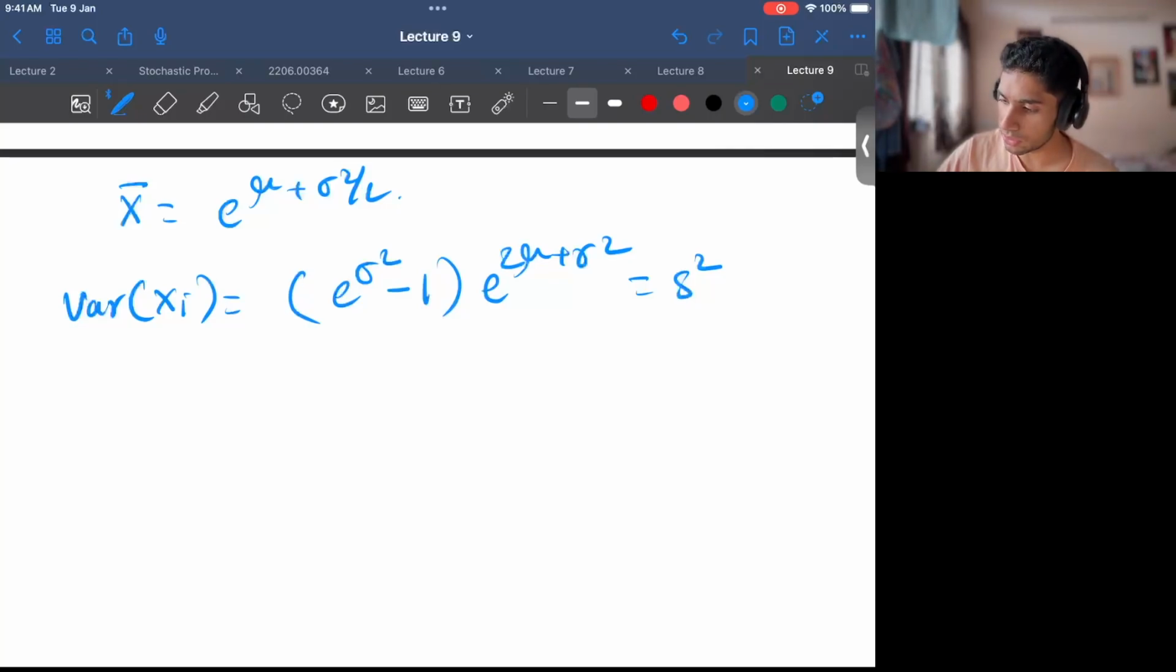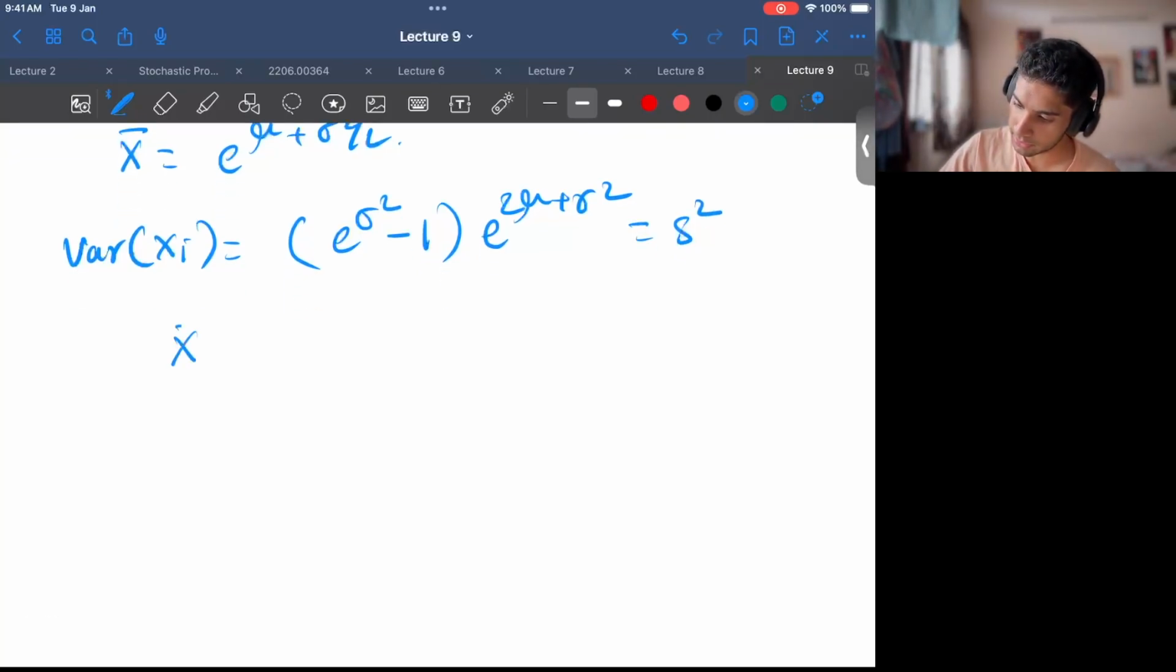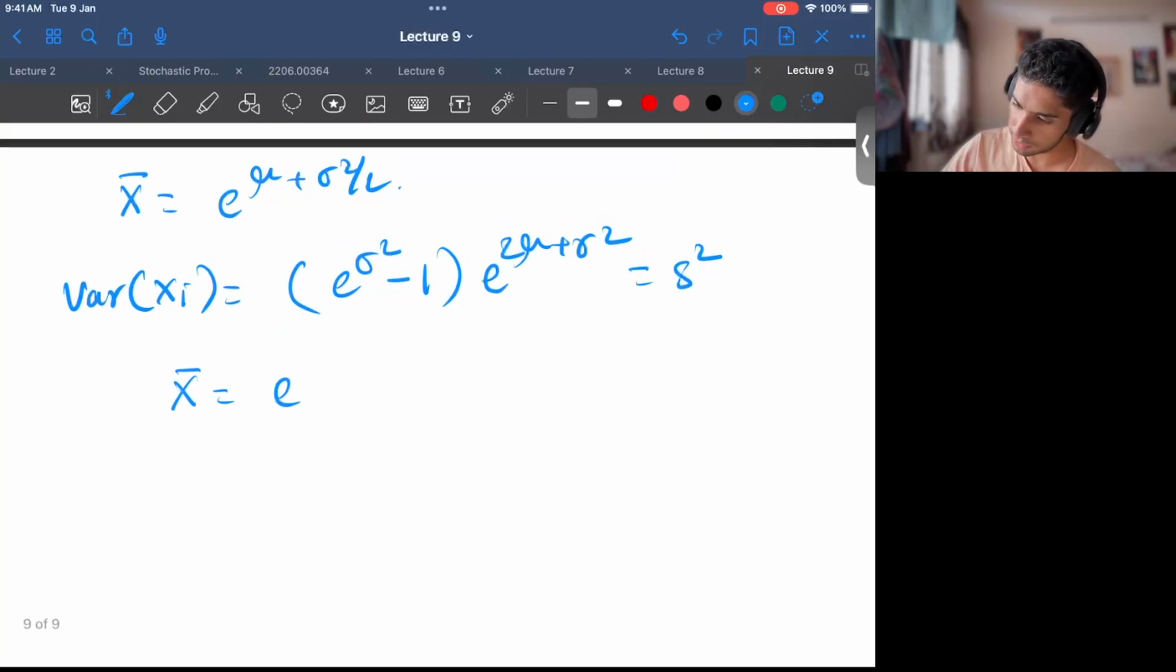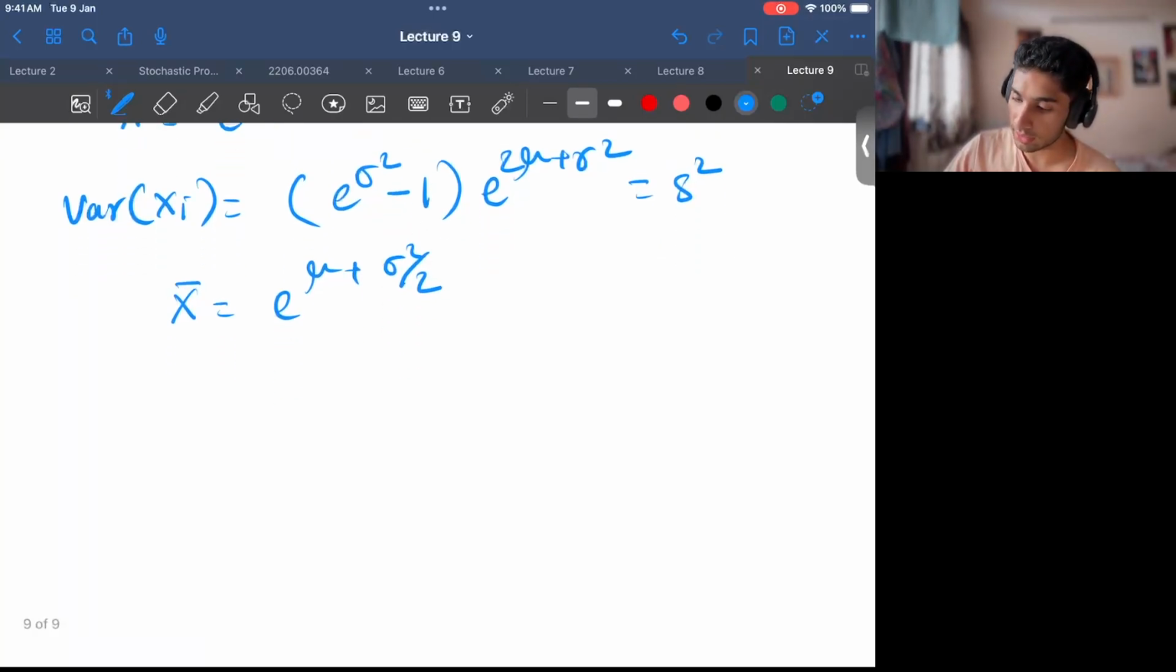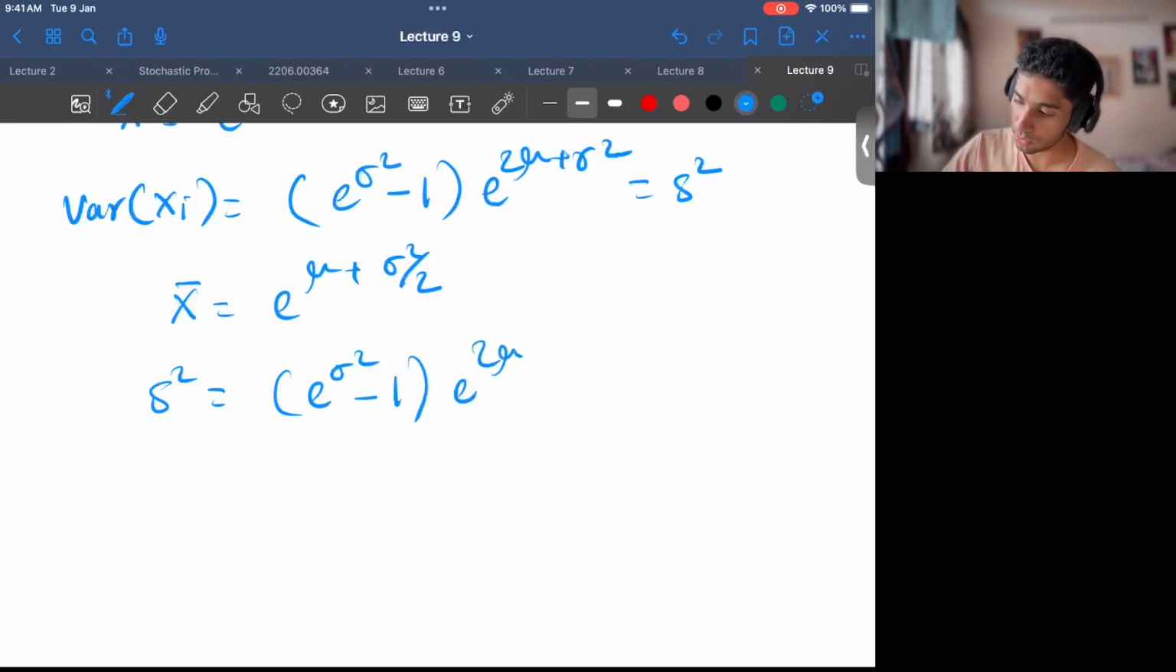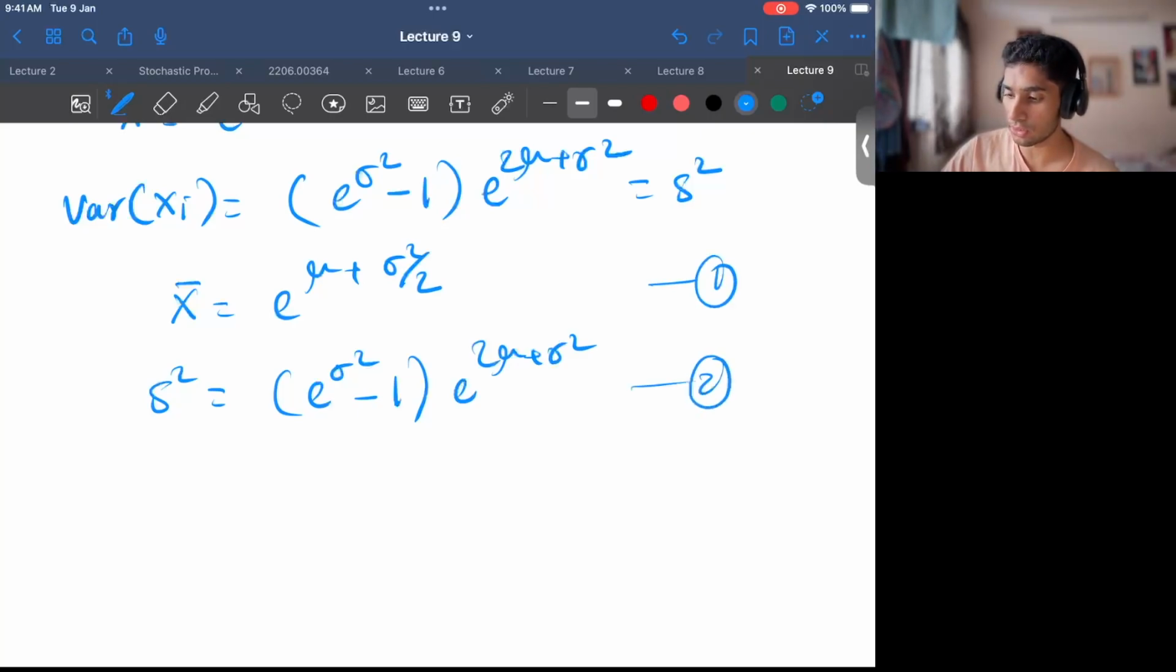Okay. So now you have your two variables, right? x bar is equal to e raised to mu plus sigma square by 2, and s square is equal to e raised to sigma square minus 1 into e raised to 2 mu plus sigma square. So this is your 1, this is your 2. You need to basically solve for mu and sigma in terms of x bar and s bar, right?